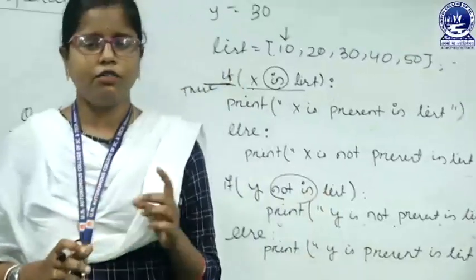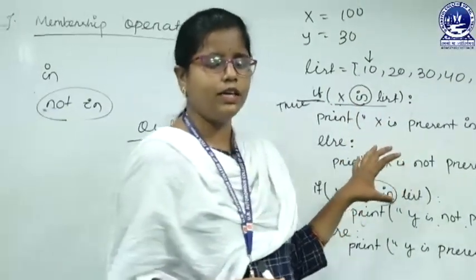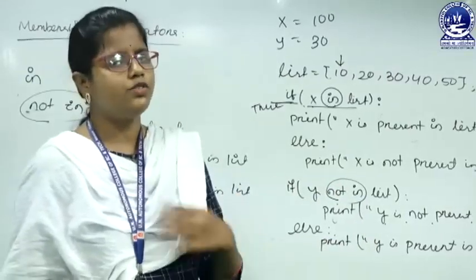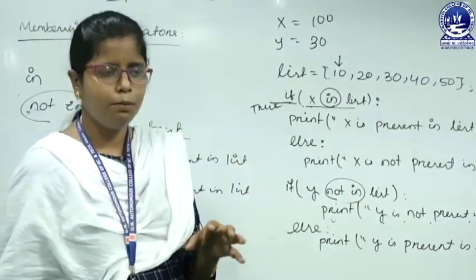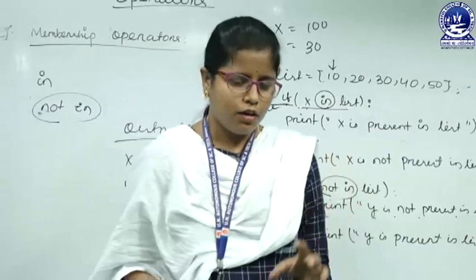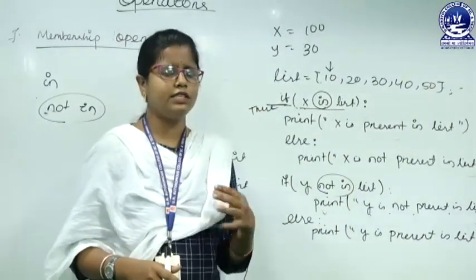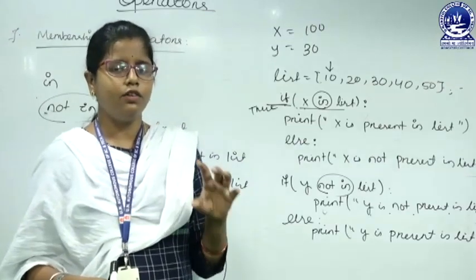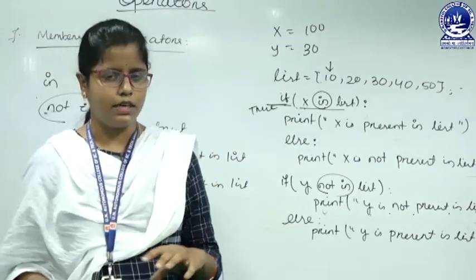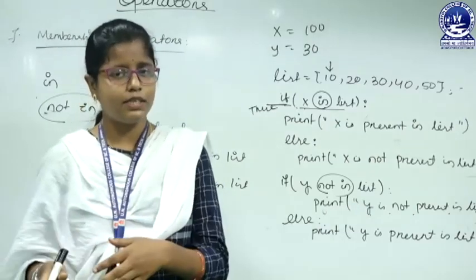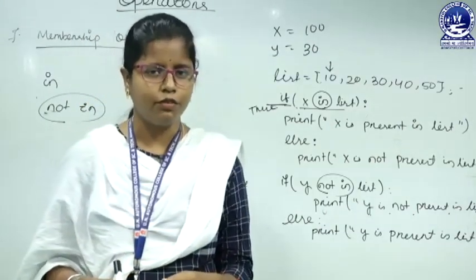So, basically when we are using the in operator, that means if the value is present inside the list, then it will return true. But in case of the not in operator, it will check whether the value is present or not present. If not present, then it will return true. If it is present in the list, then it will give me false.